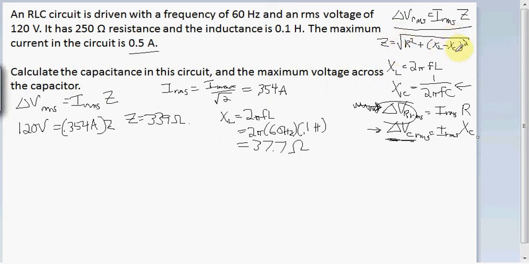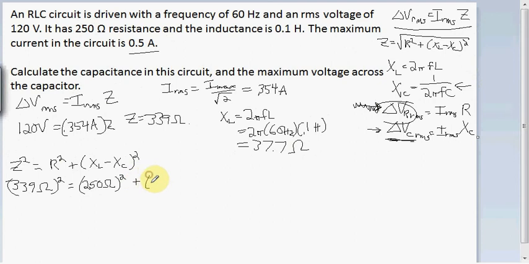So we've got everything in here except XC, so I'm going to have to solve this for X sub C. Let me start by squaring both sides of my equation. This gives me Z squared equals R squared plus (XL minus XC) squared. That means 339 ohms squared equals 250 ohms squared plus (37.7 ohms minus X sub C) squared.